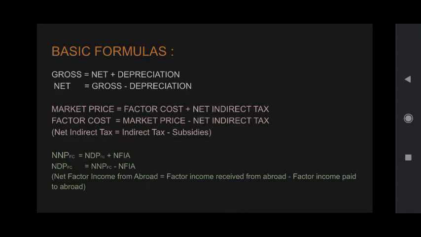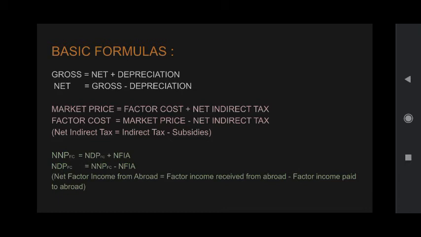It's a trick that whichever of the two things is greater will use the plus sign, and the one which is less in the context will use the negative sign. So since gross is greater than net, it talks about total value, so we have used plus depreciation, while in the net we have used minus depreciation from the gross. In the same way, market price is greater than factor cost, so we'll be using factor cost plus net indirect tax, while factor cost is less than the market price, so market price minus net indirect tax.